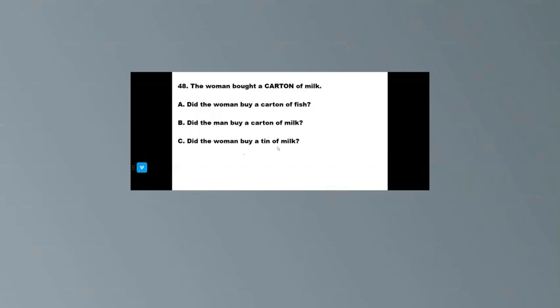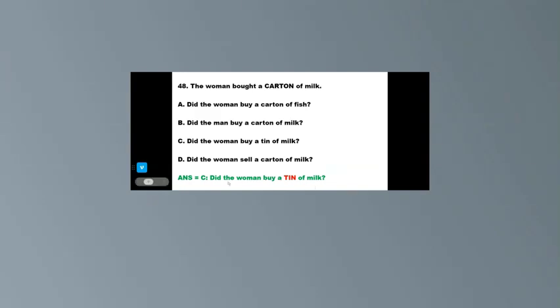Now, question number 48. The woman bought a carton of milk, with stress on the word carton. Option A, did the woman buy a carton of fish? B, did the man buy a carton of milk? C, did the woman buy a tin of milk? D, did the woman sell a carton of milk? The answer is C, did the woman buy a tin of milk?